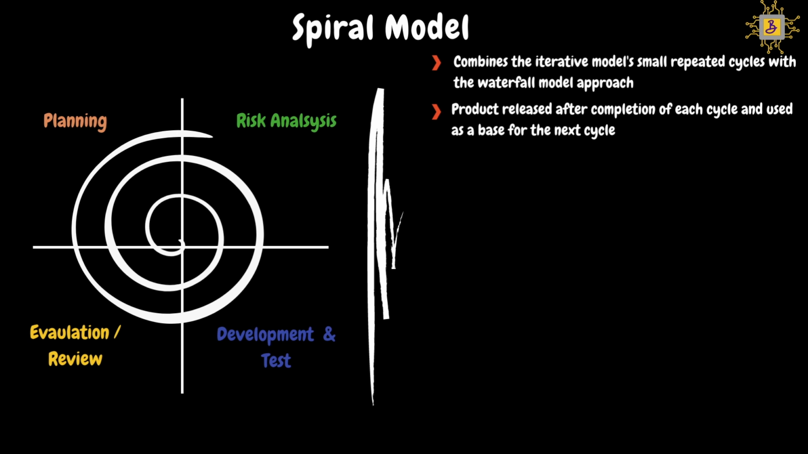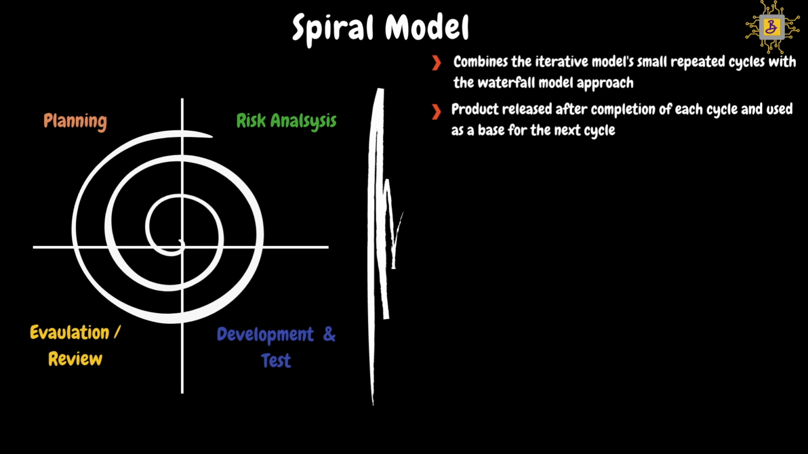This model can be divided into 4 phases: planning, risk analysis, development and test, evaluation and review. In the planning phase, all the requirements will be gathered from the customer. The SRS document will also be created. In the next phase, which is risk analysis, the team will do analysis and identify all the necessary risks for this project. Once the risk analysis is done, the development and testing phase will begin. Once the product is developed and tested thoroughly, the next phase will begin. In this phase, the customer will review or evaluate the product. Once the evaluation is done, then the next iteration will begin.